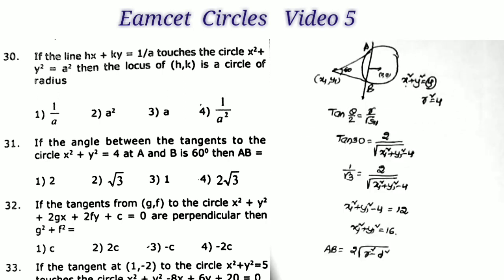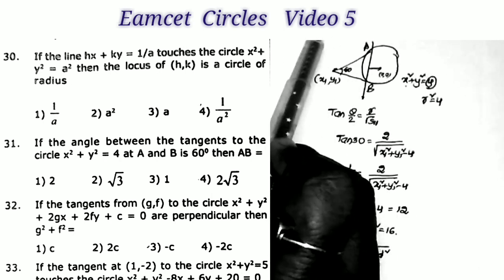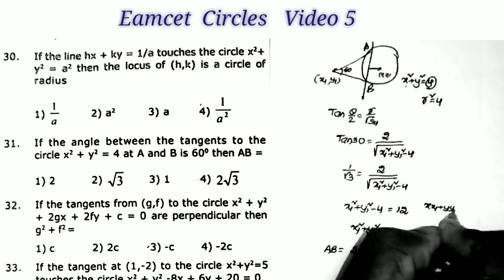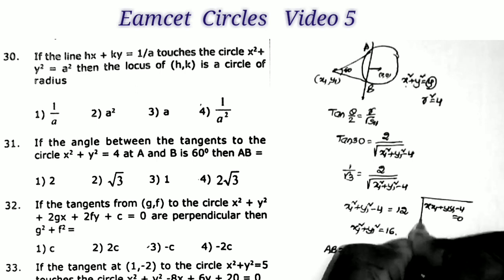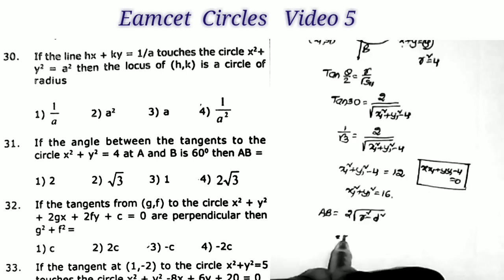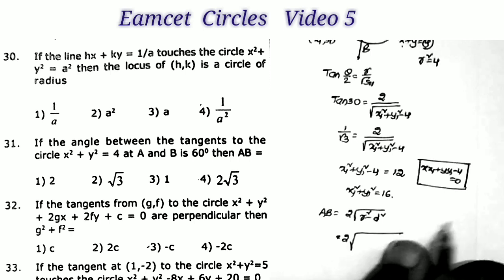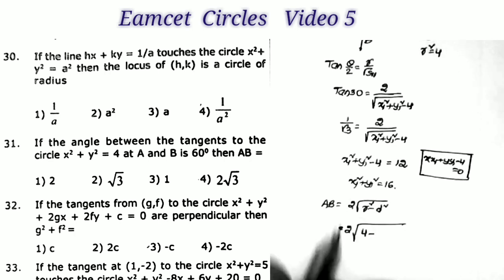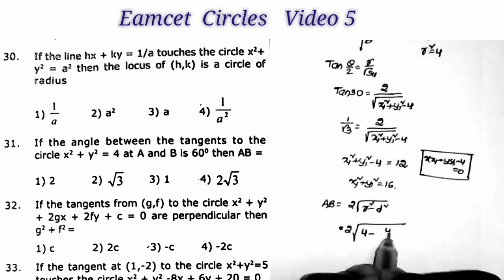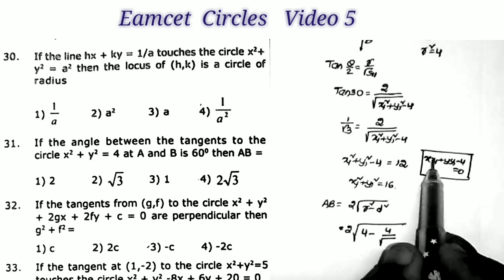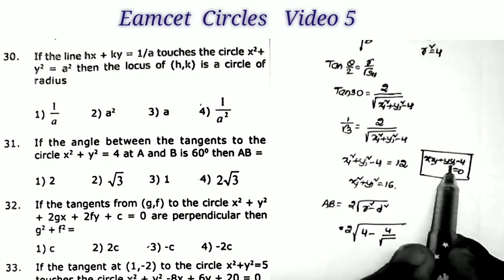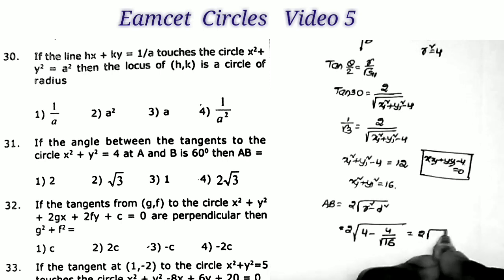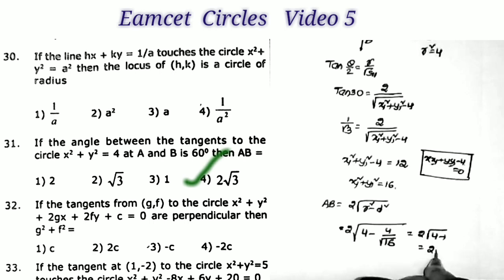The center is 0, 0. What is the line equation? The line equation is xx1 plus yy1 minus 4 is equal to 0. Now replacing the values: 2 into square root of r square, which is 4, minus the perpendicular distance from the origin to this line, that is mod c by square root of a square plus b square. That is 4 by square root of x1 square plus y1 square, but that value is equal to 16. So the answer is 2 into square root of 4 minus 1, that is equal to 2 root 3.